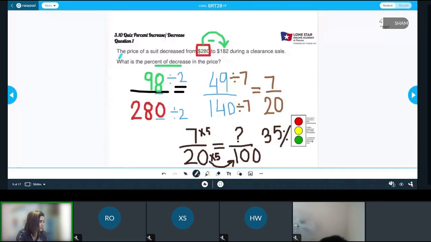And in this question, there is a decrease. So I can say it is a 35% decrease. There's a decrease of 35%. Any questions before we move on?